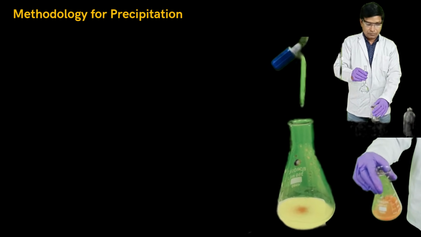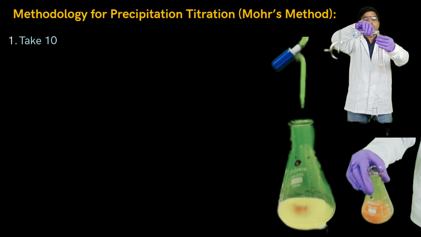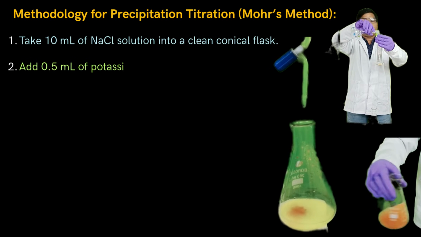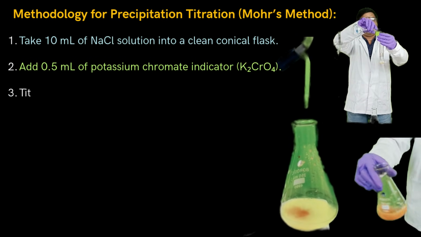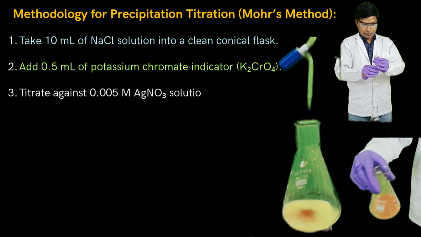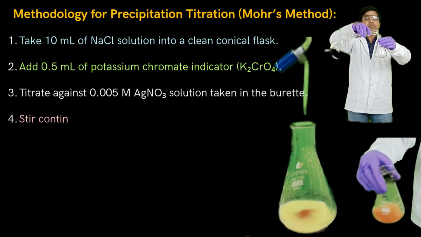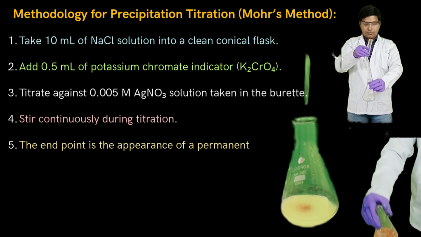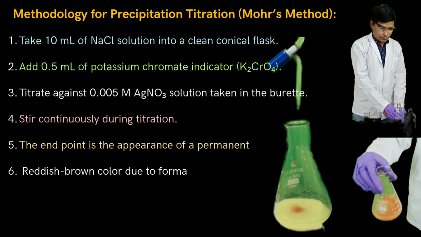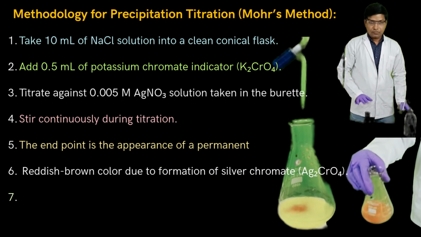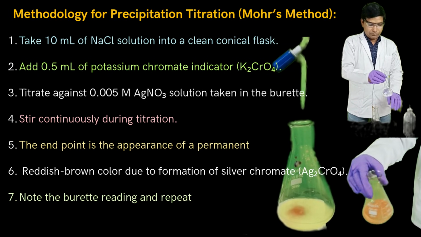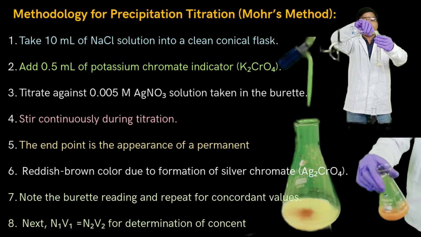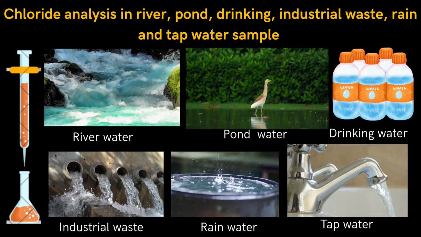See here, the methodology for precipitation titration by Mohr's method. Take 10 ml of NaCl solution into a clean conical flask. Add 0.5 ml potassium chromate indicator. Titrate against 0.005 molar silver nitrate solution taken in the burette. Stir continuously during titration. The endpoint is the appearance of a permanent reddish-brown color due to formation of silver chromate, Ag2CrO4 complex. Note the burette reading and repeat for concordant values. Calculate the concentration of silver nitrate by using N1V1 equal to N2V2 formula.